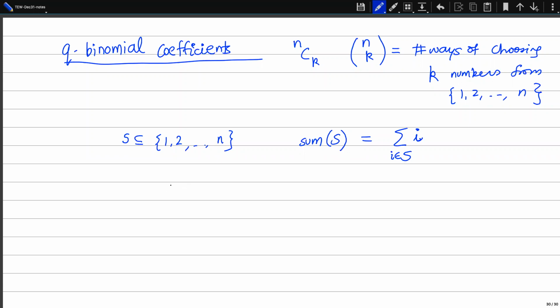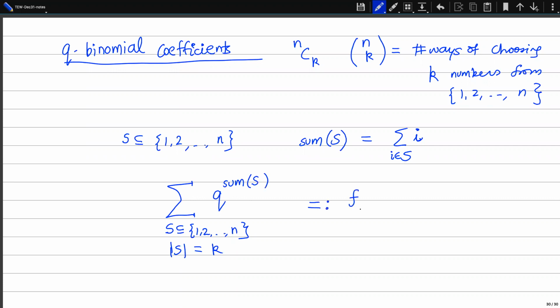So let's consider the following sum. Take a subset S of 1 through n of cardinality k. So the sum ranges over all subsets of cardinality k. And for each such subset, I'm going to keep a variable called Q. That's why it's called the Q binomial coefficient. I'm going to say Q raised to the sum of that subset. Okay, so is my definition clear?